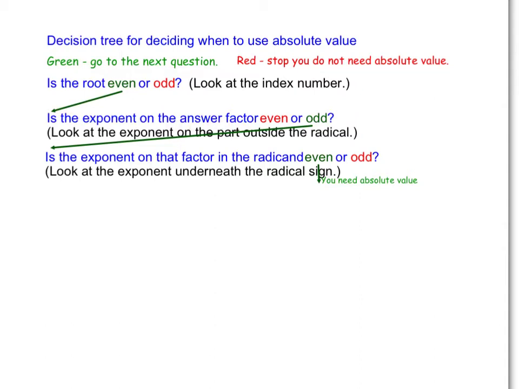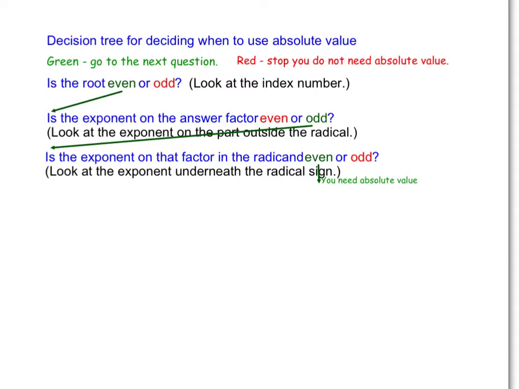Look at what you got in your answer factor, the part outside the radical sign. If that's even, you're okay, because anything to an even power comes out positive. So we wanted a positive answer, we got a positive answer. But if it's an odd exponent outside the radical, we need to think further. This part we'll talk about more tomorrow, but look at the exponent on that factor inside the radical sign. If there isn't one inside, or if what's left inside is even, you're going to need an absolute value. If what's left inside is odd, you will not need the absolute value.